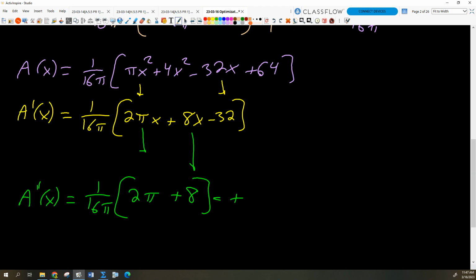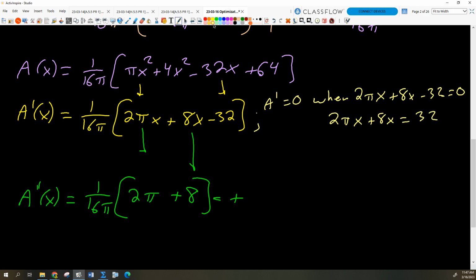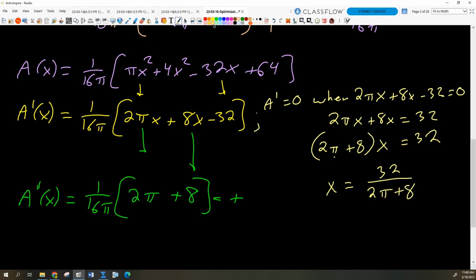I mean, we could find it. If we were to solve this thing, A prime is 0 when this factor is 0, right? When 2 pi x plus 8x minus 32 equals 0, right? That's when the A prime is going to equal 0. Okay, everybody good with that? So I could add the 32 to this side. Let's factor out an x. And I'm going to get some weird number. If I divide both sides by that number, my critical number is that x equals 32 divided by 2 pi plus 8. So what is that?